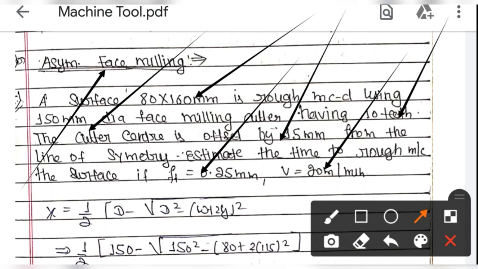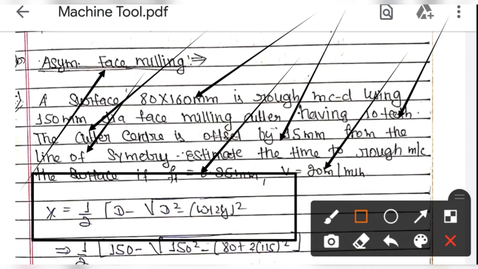So as soon as you read the question and get to know which kind of question it is, whether it is related to symmetric or asymmetric, your task is to find the compulsory allowance, which means you need to find X. So for asymmetric face milling, what is the compulsory allowance X?